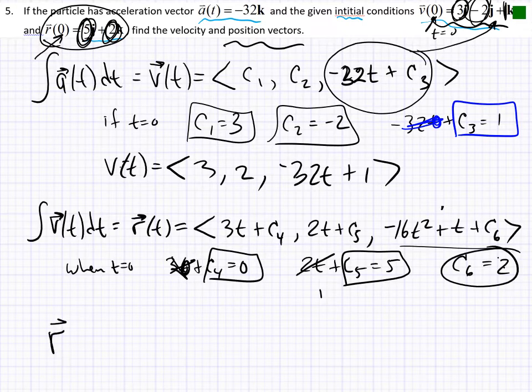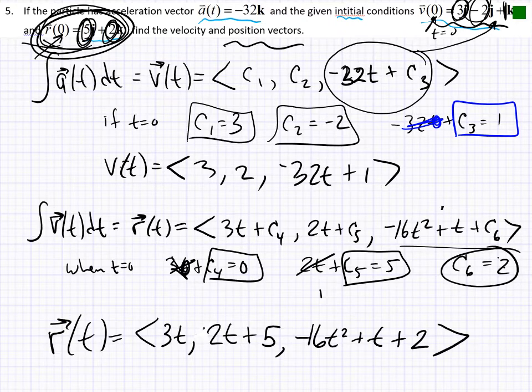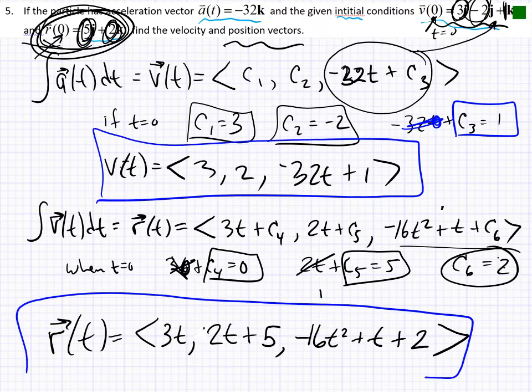And so our position vector, based off of this condition given, is going to be 3t plus 0, so we can just say 3t. Then it's going to be 2t plus c5, which is 5, and then negative 16t squared plus t plus c6, which is 2. And so the question said, what's the velocity vector based off of these conditions? What's the position vector based off of these conditions? Those are your answers.